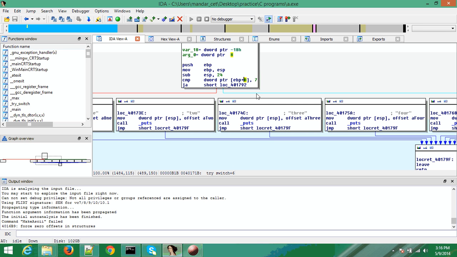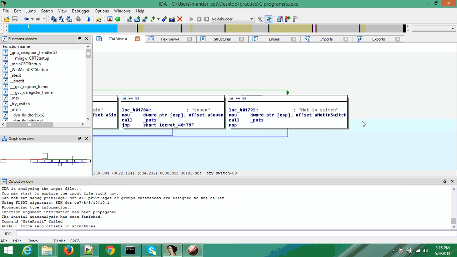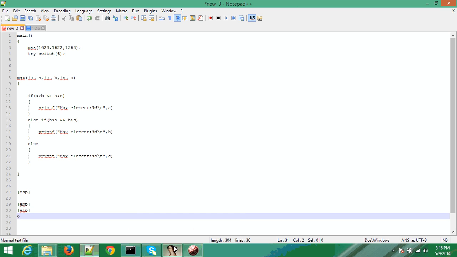It compares against 7. It says this is JA, which means jump if above. So it says if this is above, so the value that is above, then jump straight away over here, which indicates not in switch, which means this is a default statement, it seems, for that specific case. So all the values, it seems, have to be less than 7. Alright, so we understand that part.